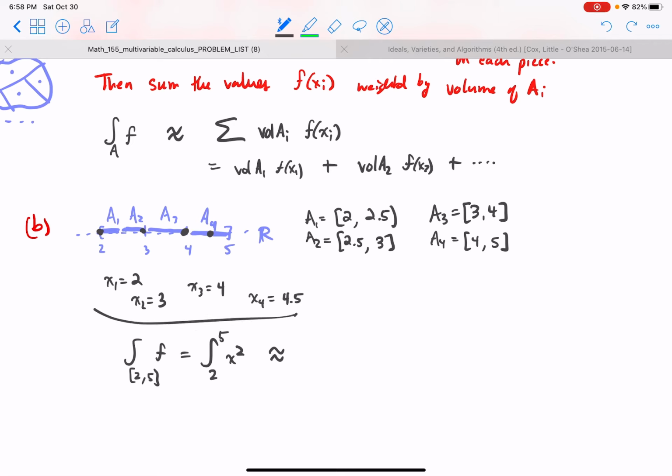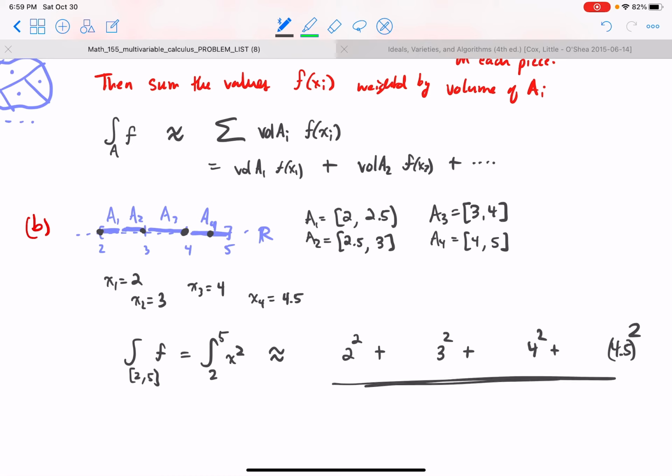Okay, so what are the values here? I just take each of these numbers and square them. So like 2 squared plus, and then 3 squared plus, and then 4 squared, and then plus 4.5 squared. And then that's not it, because I have to weight them. It's not just a sum of the values. There's infinitely many values, so we weight them by the volume.